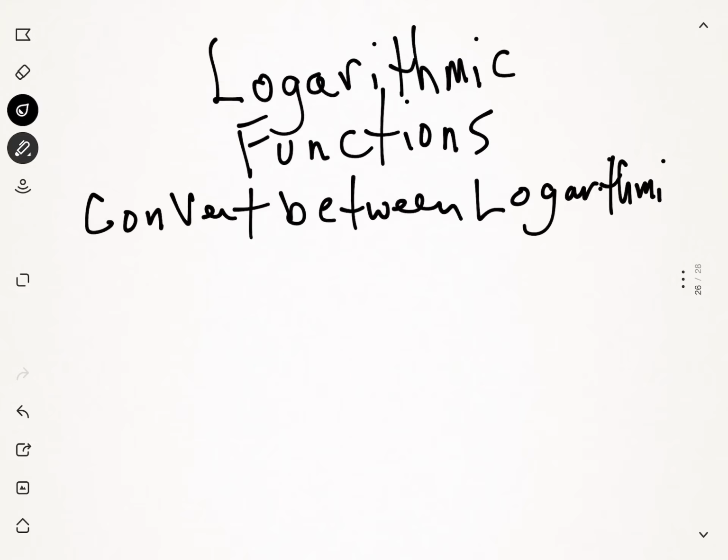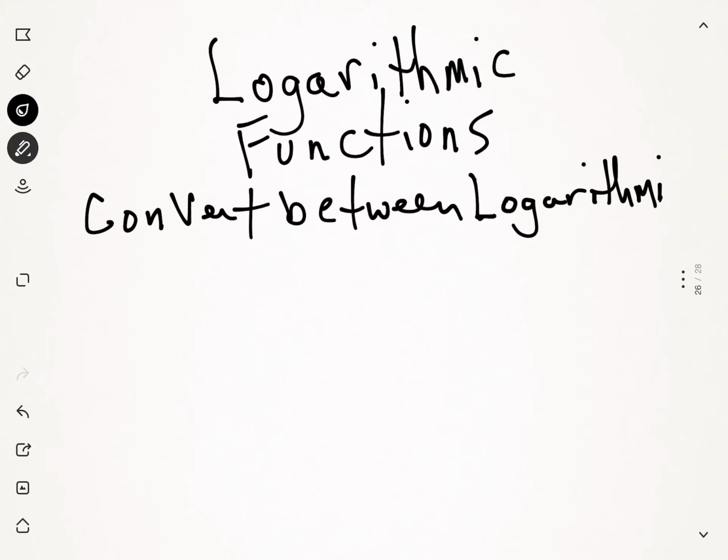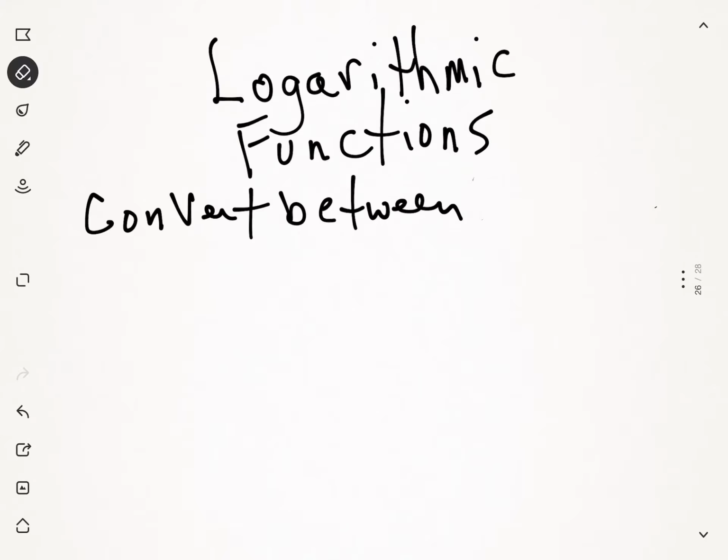Where's my C? L-O. Anyway, let me put this somewhere else.